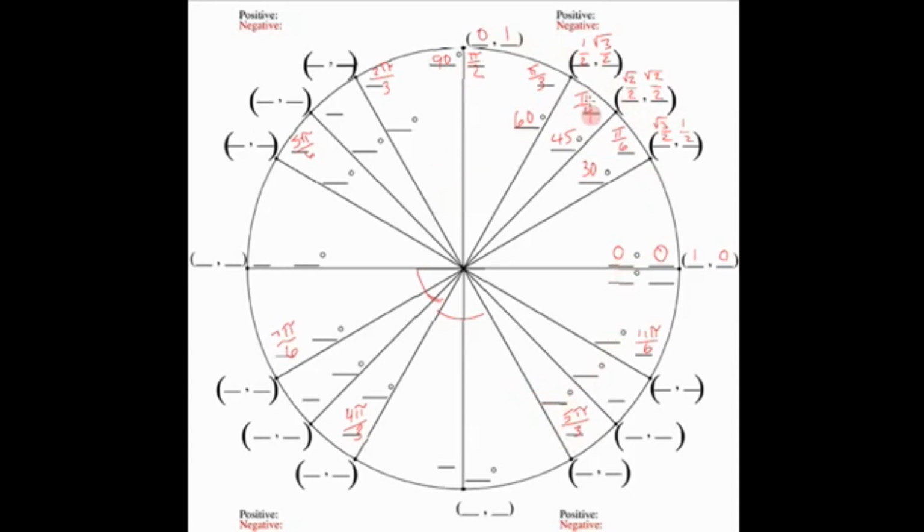All right, let's go around and finish it off with the 45s. Pi over 4, 2 pi over 4, 3 pi over 4, 4 pi over 4, 5 pi over 4, 6 pi over 4, 7 pi over 4, and 8 pi over 4. Okay, then I got the easy ones.